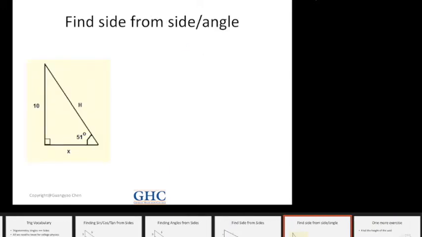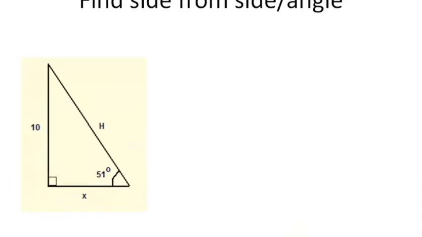Now, if you only know one side and one angle, you can also find the other sides and the rest of the angles. If this angle is 51, then this angle is 39, right? 39 plus 51 gives you 90. And you know one side, which is 10. You need to find the hypotenuse and the adjacent side of this 51 degree angle.